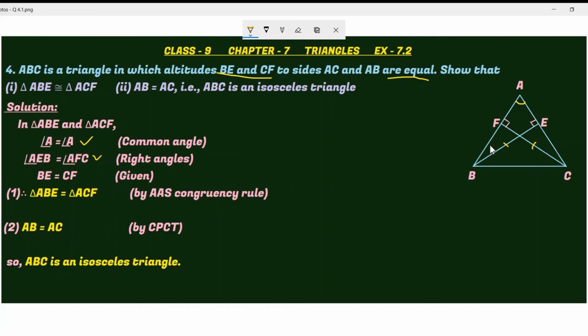Now, if you see this AB and AC are two corresponding parts of the congruent triangles ABE and ACF. So that we can write AB is equivalent to AC by CPCT. If AB is equivalent to AC, then we can say given triangle ABC is an isosceles triangle. This AB and AC are equal to each other. So that ABC is an isosceles triangle.